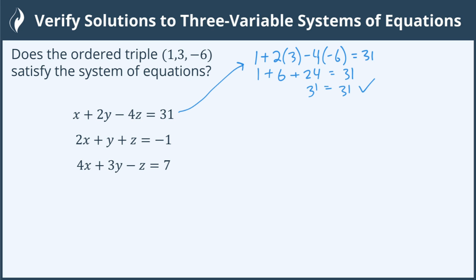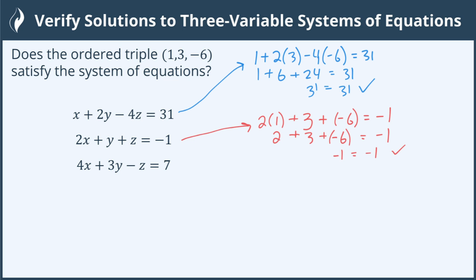We don't want to jump into saying that this ordered triple is a solution to this system of equations yet, because we need to check all three. So checking the next one, let's plug in a 1 for x, a 3 for y, and a -6 for z, and we'll see if that equals -1. We get 2 plus 3 plus a -6. So 2 plus 3 is 5, plus a -6 is, sure enough, -1. So things are looking great so far.